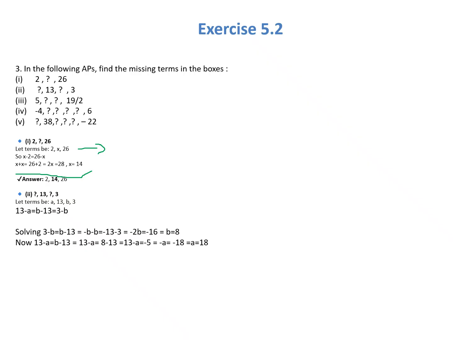Now we have the next question: 13 in question 3. So again, we can create a series. Let the terms be a and b. So a, 13, b, 3, and then we know that there is a common difference, which means that 13 minus a should be equal to b minus 13, should be equal to 3 minus b.